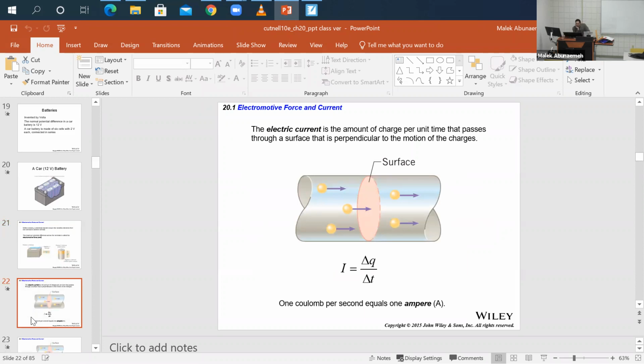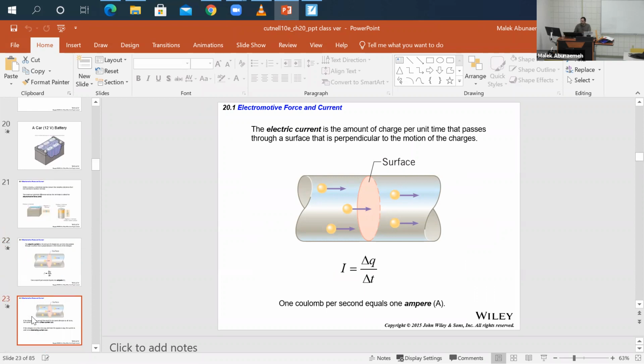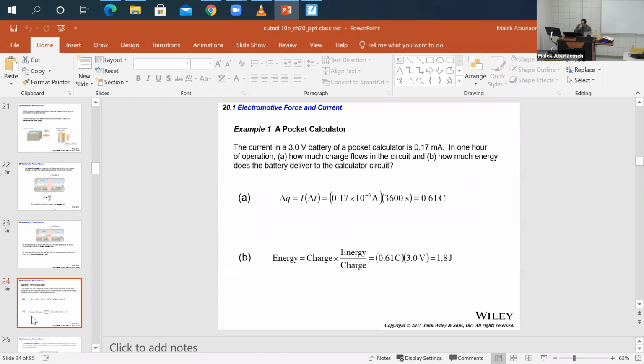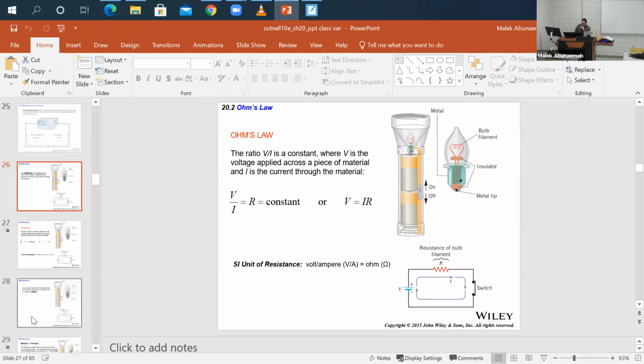So the electric current is the amount of charge per unit time that passes through a surface that's perpendicular to the motion of charges. And that's what we did. Now, if the charge moves around the circuit in the same direction all the time, the current is said to be direct current. If the charge moves first one way and then the opposite way, the current is said to be alternating current. Here's the question over here. Go ahead and stop it and work on this question out. Make sure you understand where we're at right now.